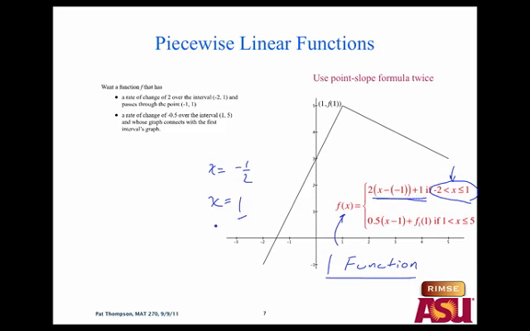What about x equals 3? X equals 3 falls in this range, so now we ignore this rule, and we follow this rule. We plug 3 into here, and the value f of 3 would be the output when 3 is plugged into that rule.